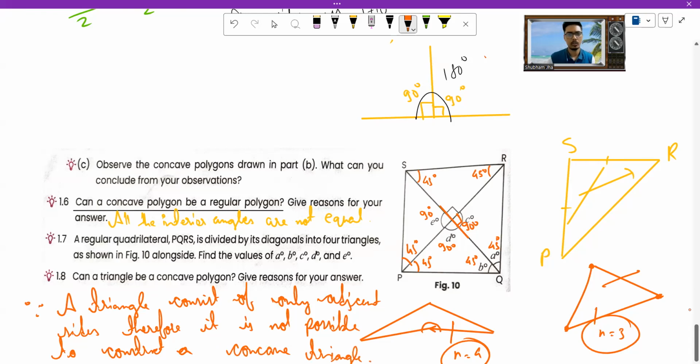A triangle is always convex, because if you talk about a polygon, it is an enclosed figure, and if you draw a triangle, this is a triangle. You can also add one more reason that I am getting here now.